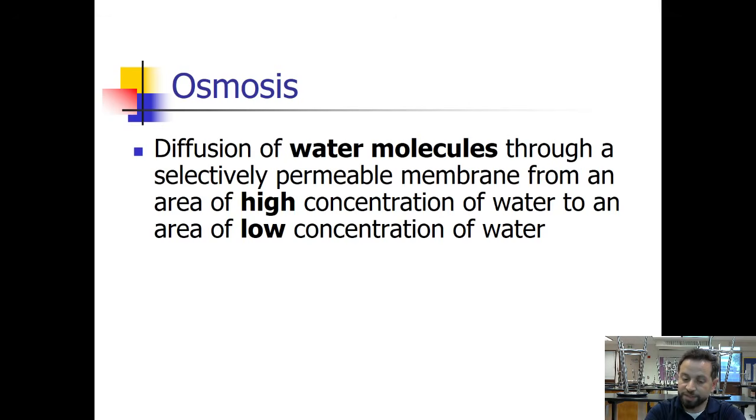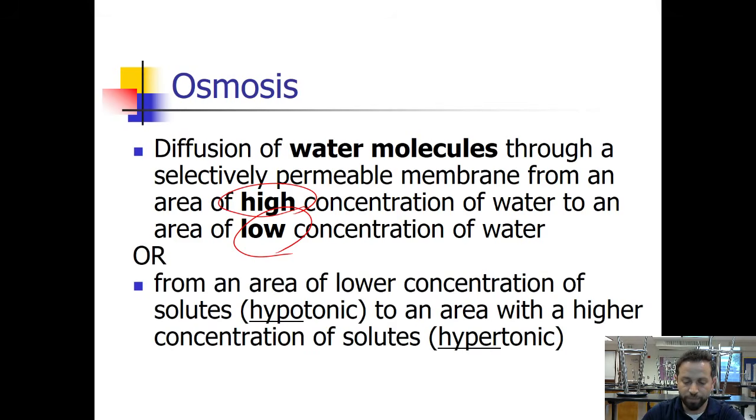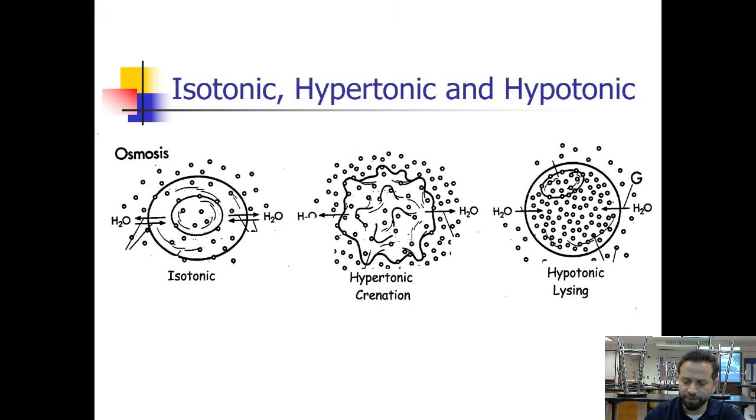Okay, so osmosis, diffusion of water molecules through a selectively permeable membrane, again from an area of high concentration to an area of low concentration. Okay, so remember, so far that's what we have been covering. It goes from high to low. I'm going to come back and explain hypotonic and hypertonic, so hold off on that. You can come back and revisit this. But I want to explain how to identify if something is hyper, hypo, or isotonic.